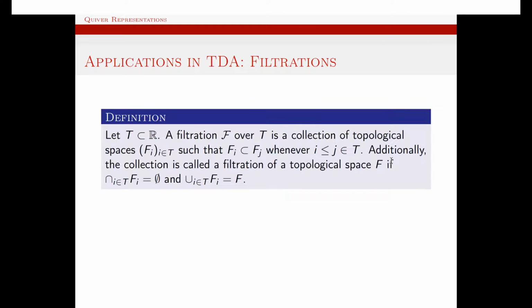And so what we can form is a filtration F over a set T in R, and that's a collection of topological spaces that are contained within each other whenever i is less than or equal to j. And then we can also call these a filtration if the intersection is empty and the union is the entire space. Note that if our topological spaces are vector spaces, then we can use the inclusion morphism to get a persistence module. However, our topological spaces might not always be vector spaces.